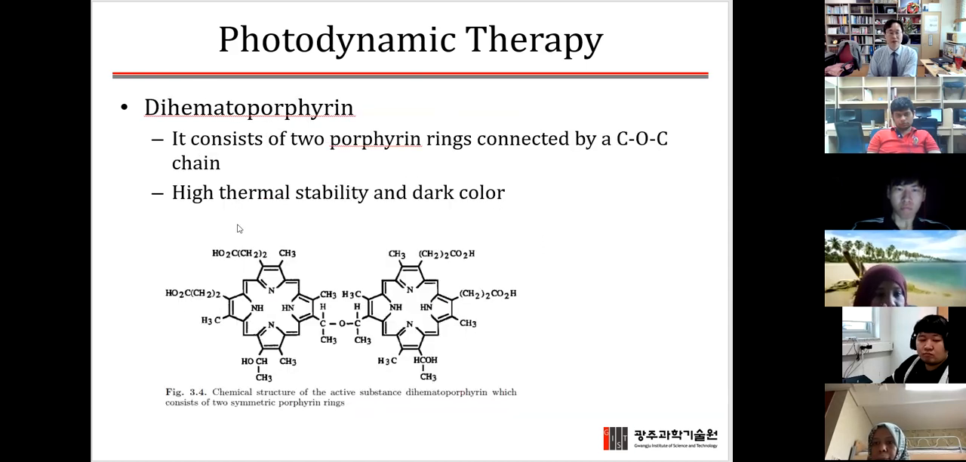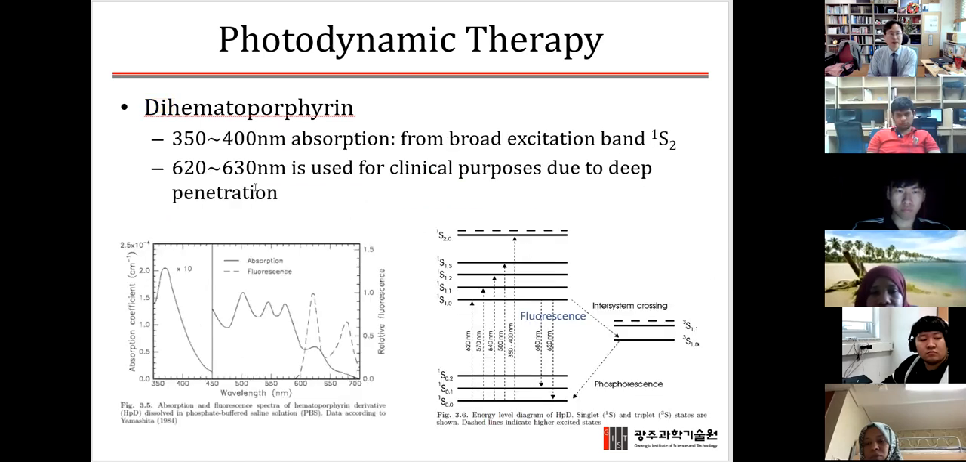So dihematoporphyrin has 2 porphyrin rings, as the name mentions. Di means 2. And those 2 porphyrins are connected by a COC, carbon, oxygen, carbon chain. This dihematoporphyrin provides high thermal stability, and it has a darker color compared with just hematoporphyrin. This dihematoporphyrin also has an absorption peak at 350 to 400 nanometers, which is shown on this graph. So here.